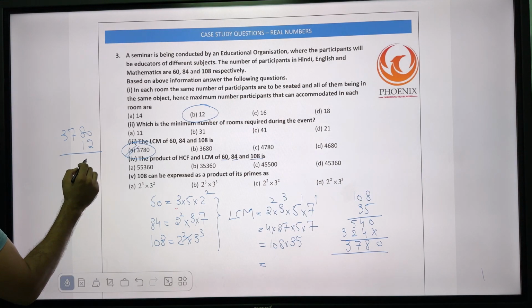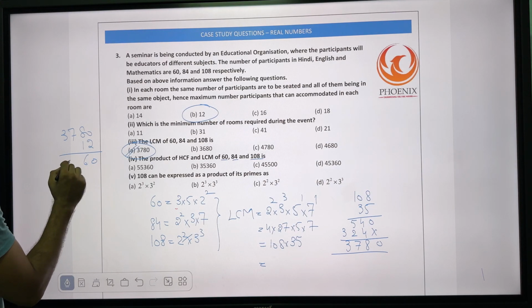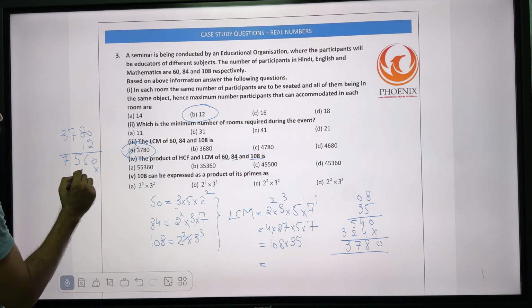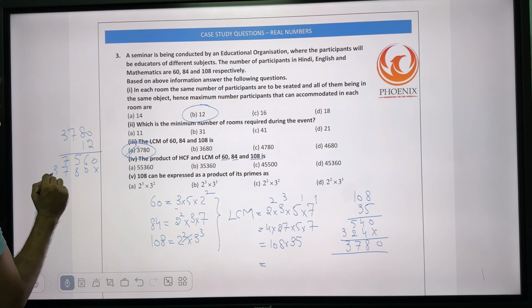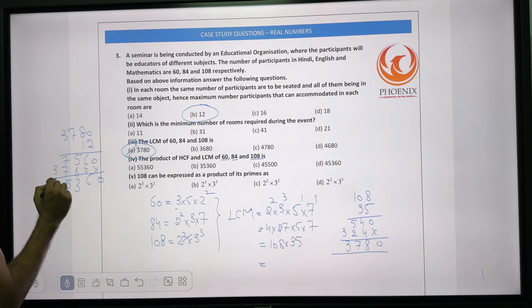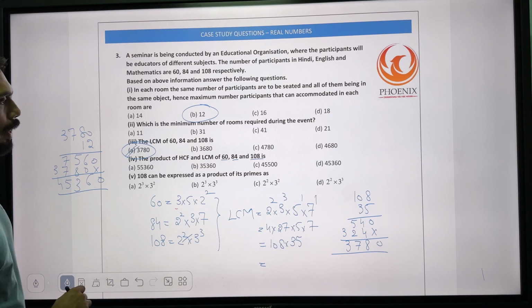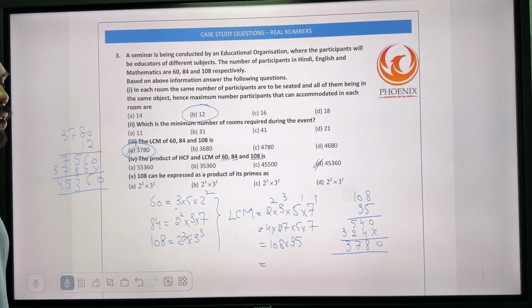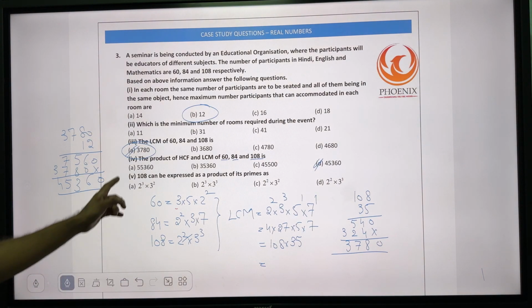So again, let's see. Multiplying the digits, this gives 45360. So do I have the number? We have the number 4, 5, 3, 6, 0. So this is the answer to the fourth part.